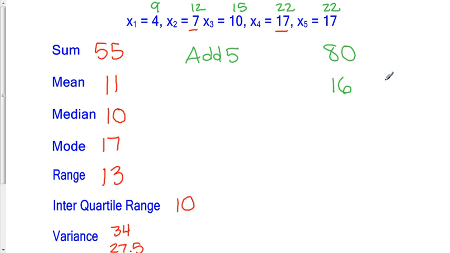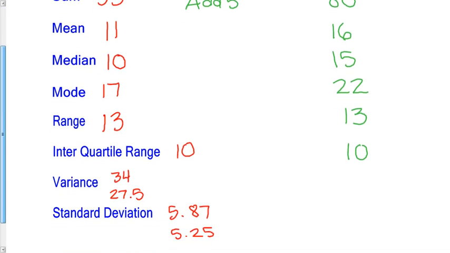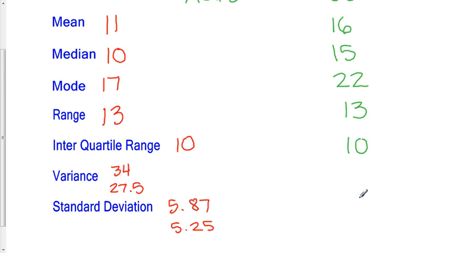The median would now be 15. The mode would be 22. The range would be 13. The interquartile range would be 10. The standard deviation would be 5.87, or 5.25 if you went with a sample. And those as variance would be 34 and 27.5.